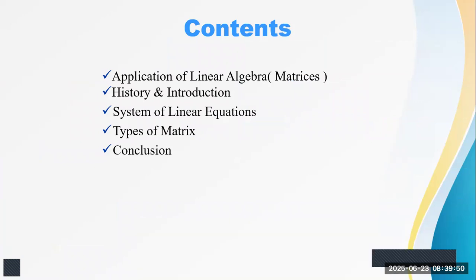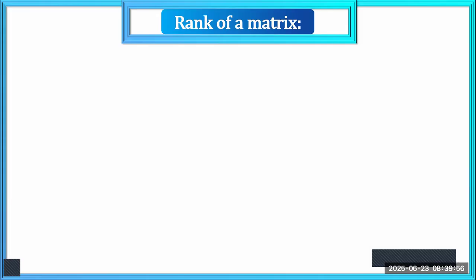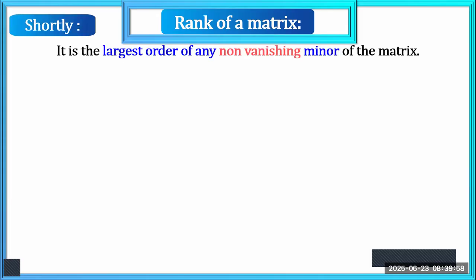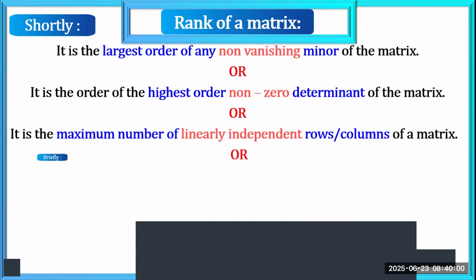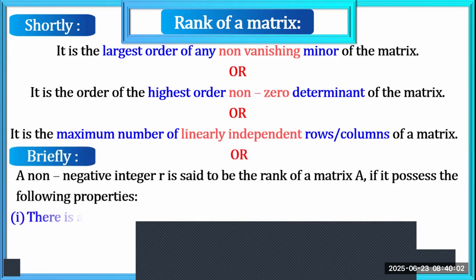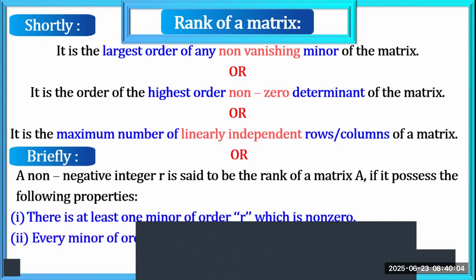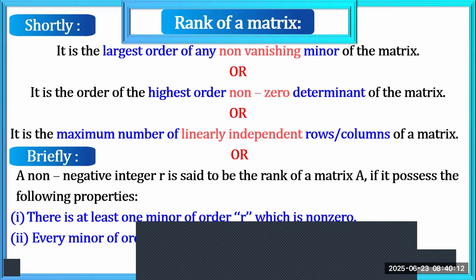So today we are going to see the rank methods and the rank of the matrix. You can see here shortly, because many definitions will be there. The first one is the largest order of any non-vanishing minor of the matrix, or we can say it is the order of the highest order non-zero determinant of the matrix, or it is the maximum number of linearly independent rows and columns of a matrix.